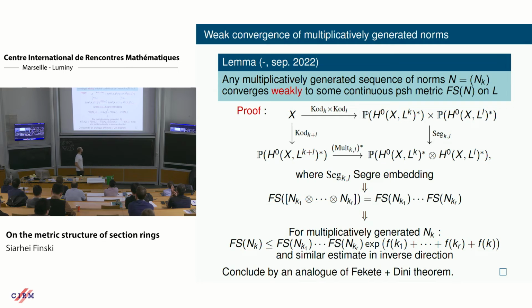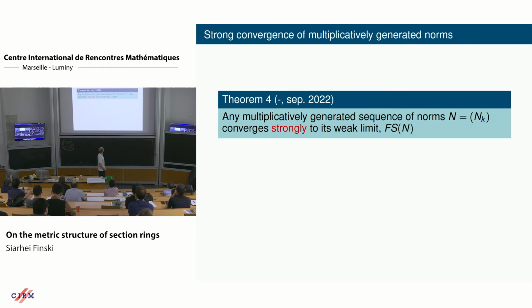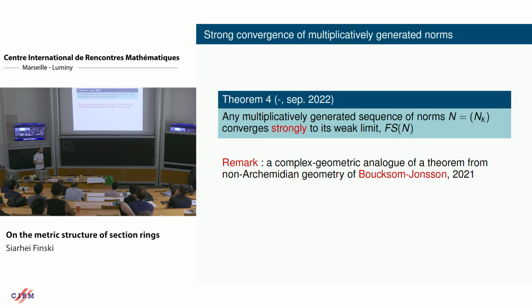What is, however, more interesting is the following theorem: if you're taking a sequence of metrics which are multiplicatively generated, then it turns out that they converge strongly to the metric given by the Fubini-Study construction. And I would like to mention that this result is actually a complex geometric analog of a theorem which was proved in a non-Archimedean setting by Boucksom and Jonsson just a year ago.